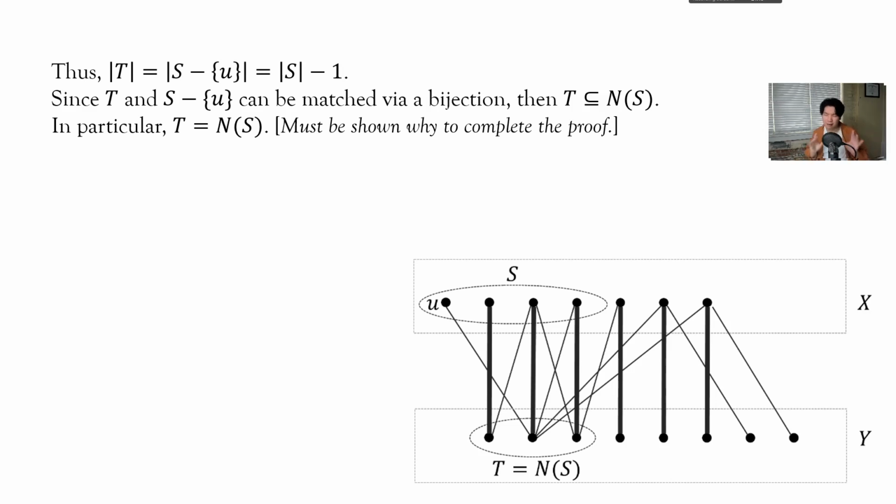So in a very rough proof sketch, I left out a bunch of details, but this is the overall idea of what we might be looking at to prove Hall's theorem.